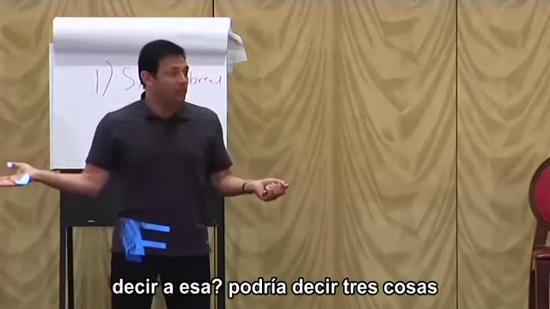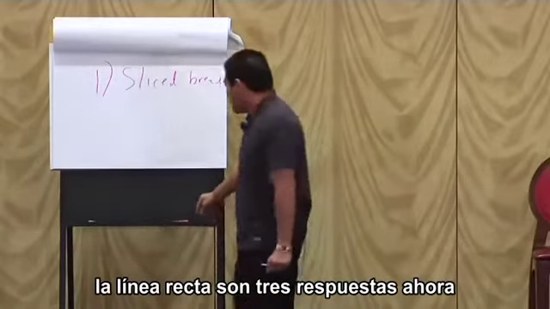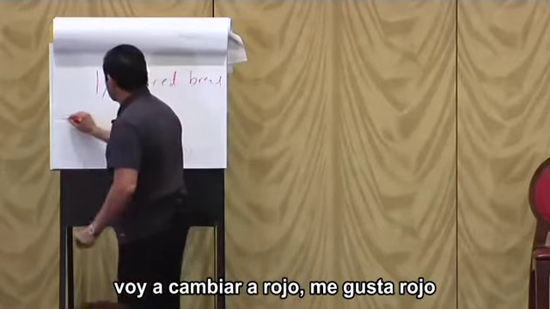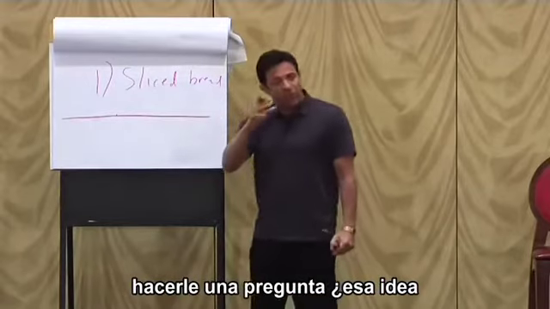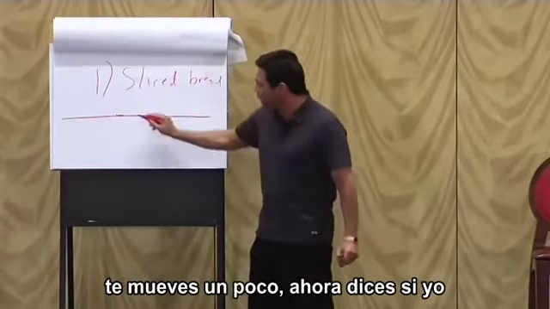What's he going to say to that one? He could say 3 things, and this is the line now. Watch the straight line. There are 3 responses. Now I'll switch to red. I like red. You're over here on the line. You say, let me ask you a question. Does that idea make sense to you? Yes, you got through that whole point. So you're here on the line, and you move down a little bit.